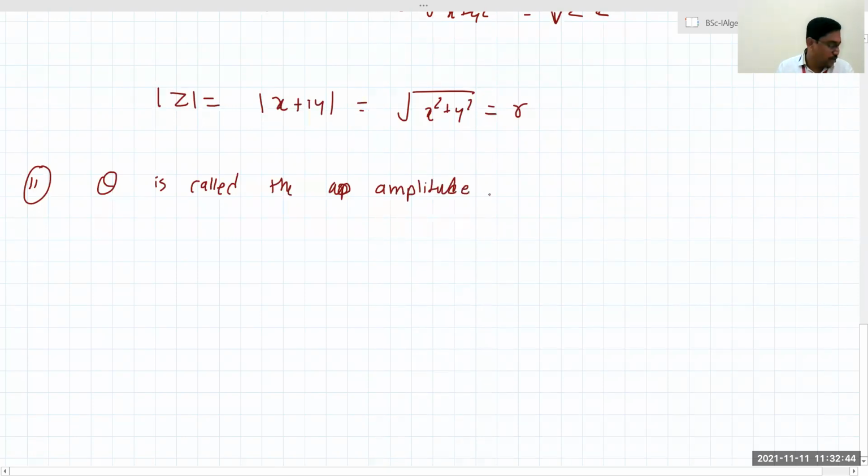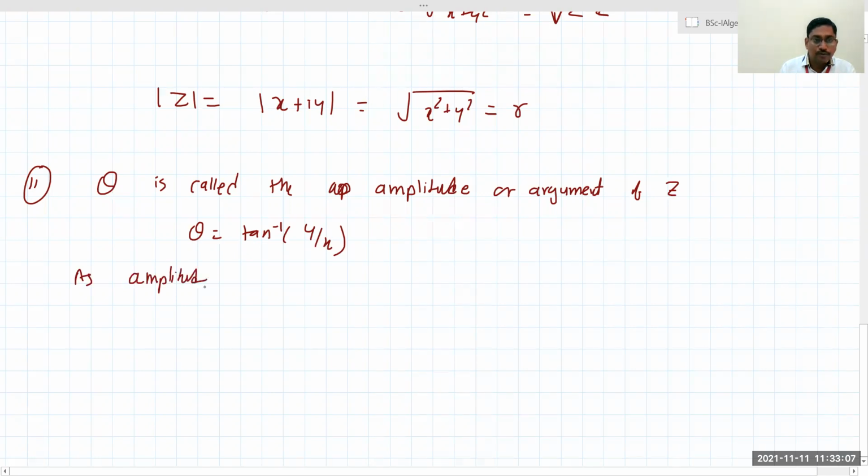Theta is called the amplitude or argument of z, but you have to always write the principal value of this theta. I'm going to discuss this amplitude, which is also known as argument, is a many valued function because of the period 2 pi.